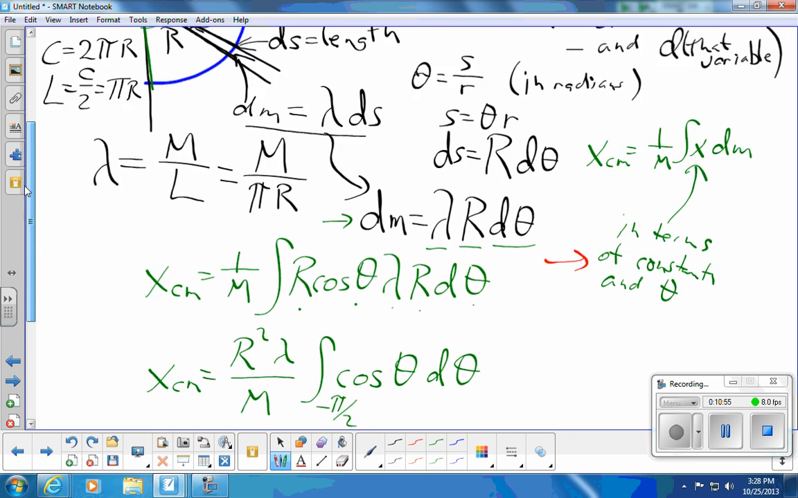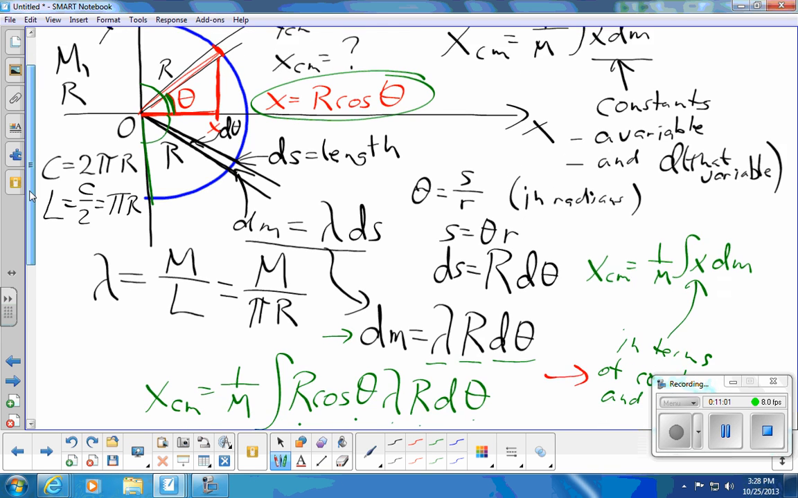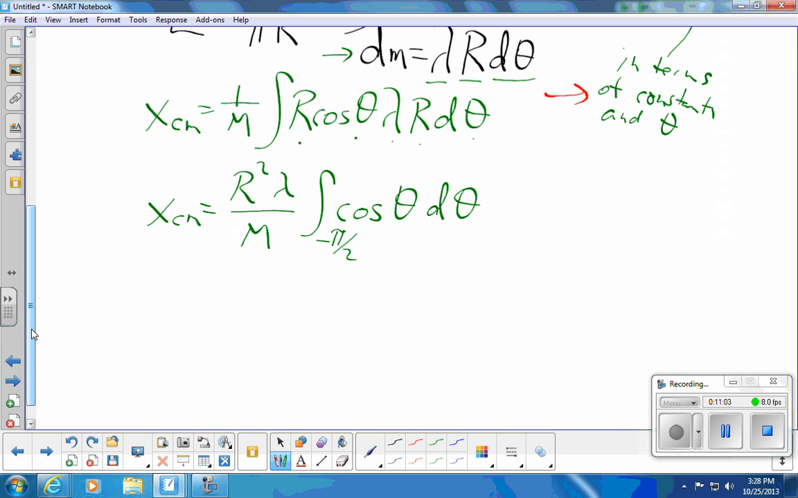And my maximum value will be 90 degrees above the axis, or positive pi over 2 radians. So my limits of integration, the range of thetas I'm going to use, is negative pi over 2 to pi over 2. Okay, we're ready to rock and roll. I have r squared lambda over m times the integral of cosine theta d theta.